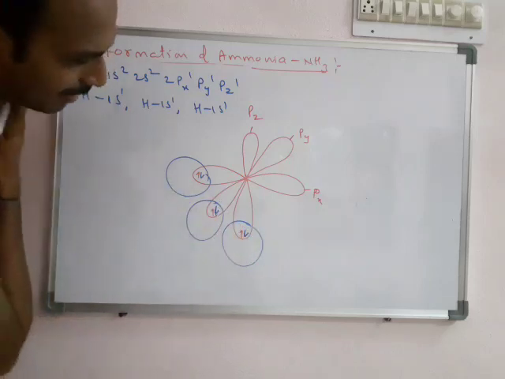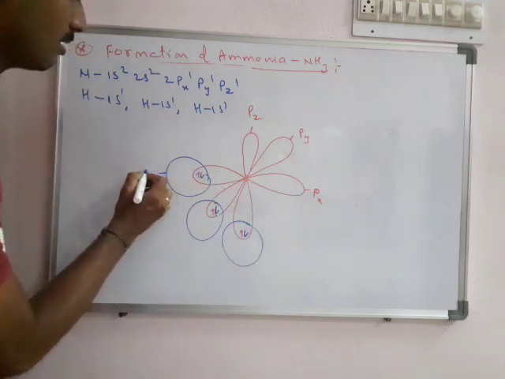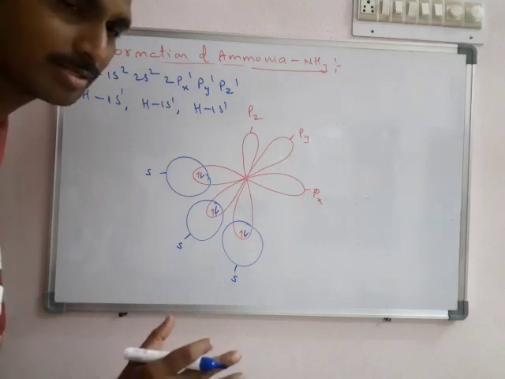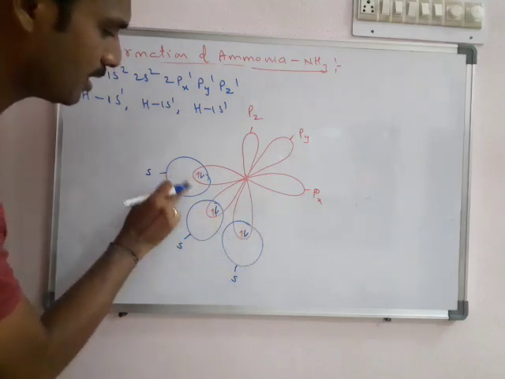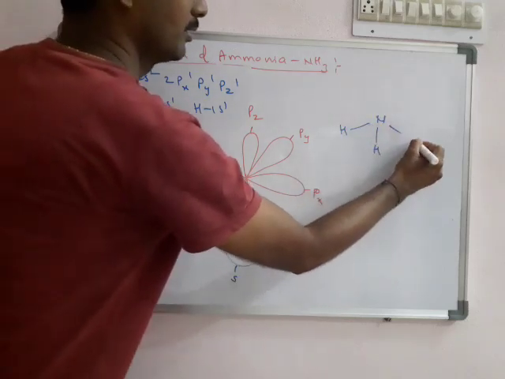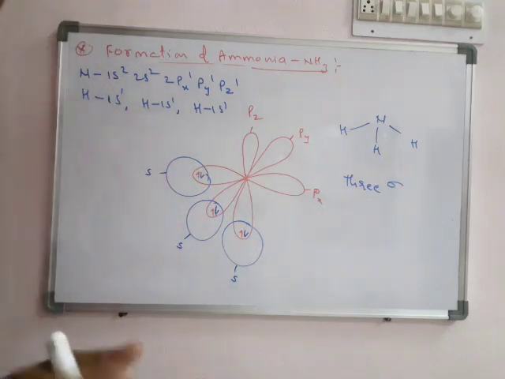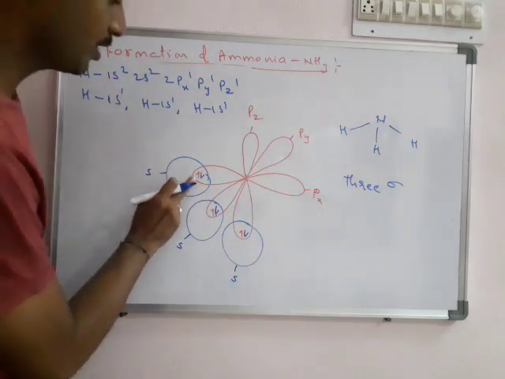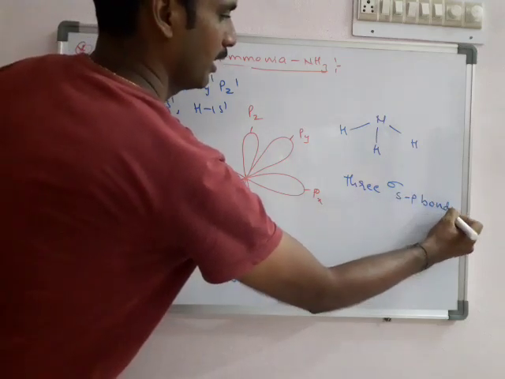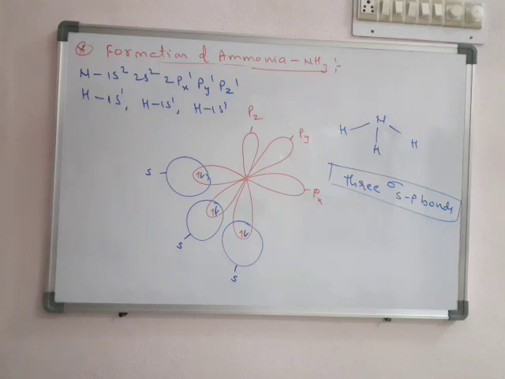Now, with straightwise overlapping, px combines with one hydrogen, py with another hydrogen, and pz with another hydrogen, which means three separate bonds. One nitrogen has bonds with three separate hydrogen atoms. So there is a formation of three sigma bonds. All are straightwise overlapping, all three are sigma bonds. With the s orbitals and p orbitals, we can write three sp bonds. In ammonia, there are three sp bonds present between the nitrogen and the hydrogen atoms.